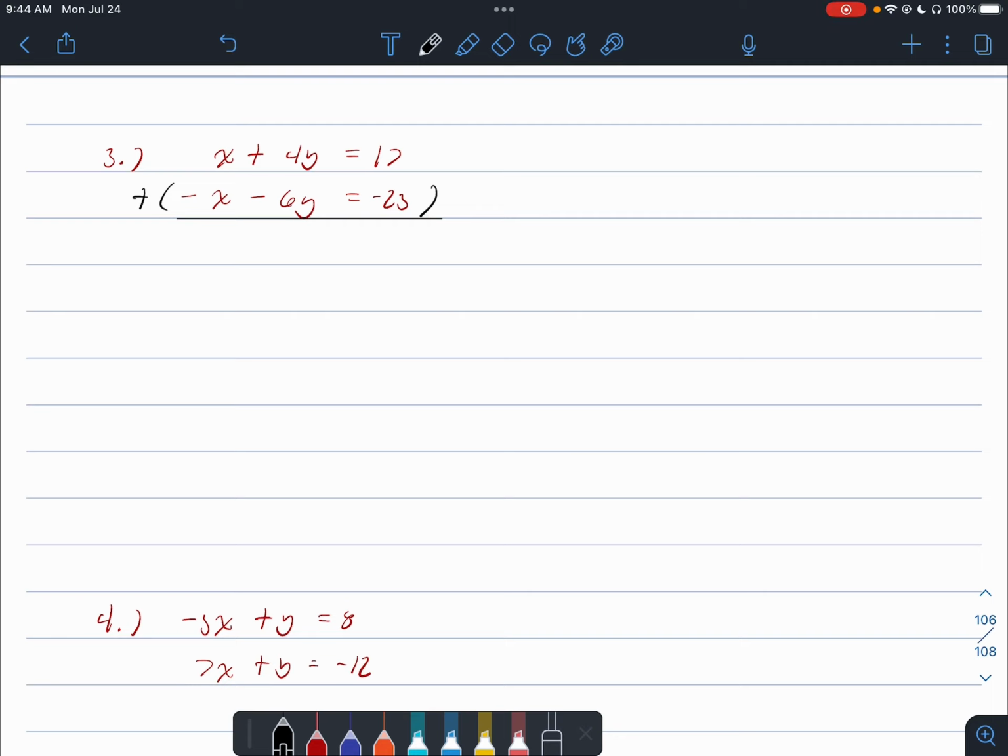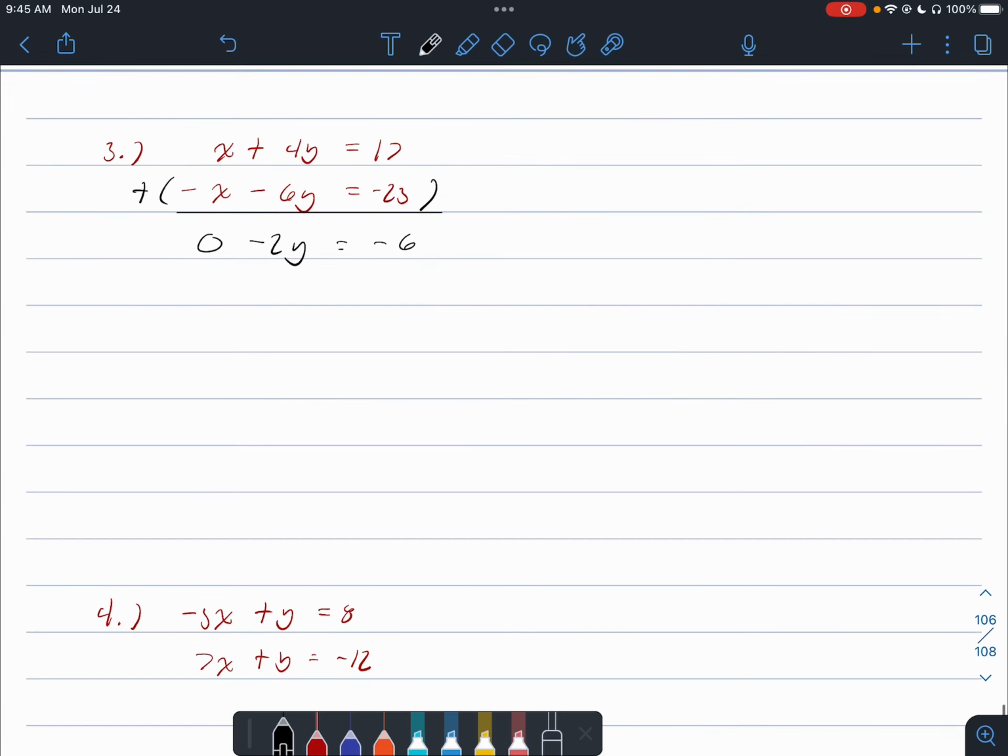So here we have x plus negative x, so we get 0. Then we have 4y minus 6y, or plus a negative 6y, will give us minus 2y. And then we have 17 plus a negative 23, which will give us negative 6. Okay? And so what we notice here is these x's went away. This x and the negative x went away, and that's because we had an x and a negative x, and you add them together, you get nothing. So now we have another equation that we got from the previous two equations, which really just involves y.